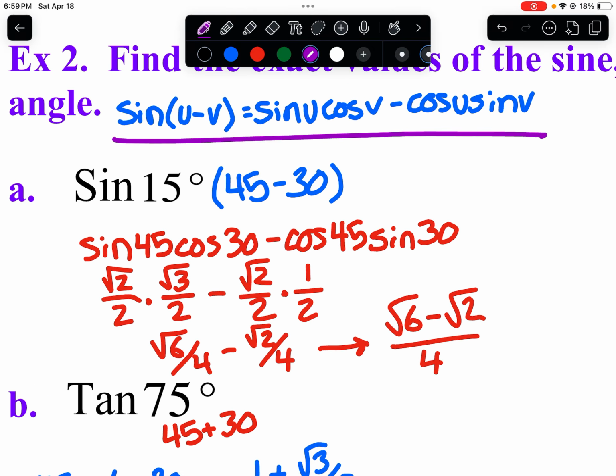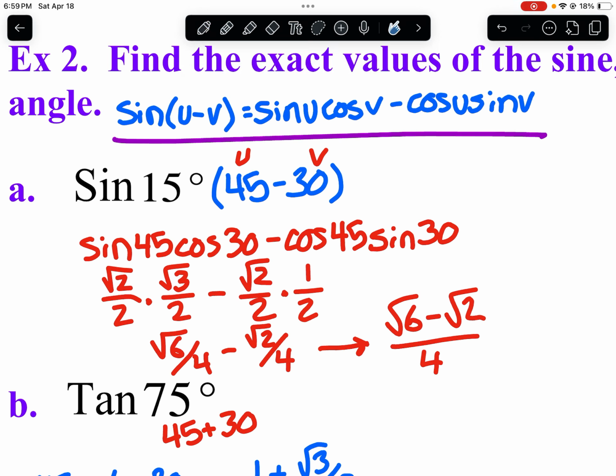So there's a bunch of different ways that you could break those down or kind of break it apart. But if we go with the 45 and the 30, sine of u minus v, say, is up here. And so that goes sine of u, cosine of v, minus cosine u, sine v. And again, u and v are just the angles here. So we got u is 45, v is 30. So if we plug that in, we get sine 45, cosine 30, minus cosine 45, sine 30.